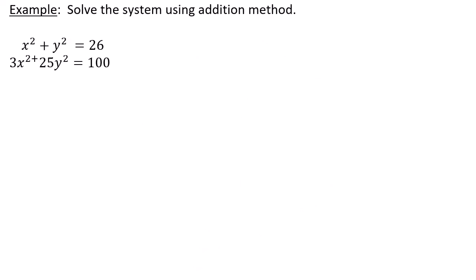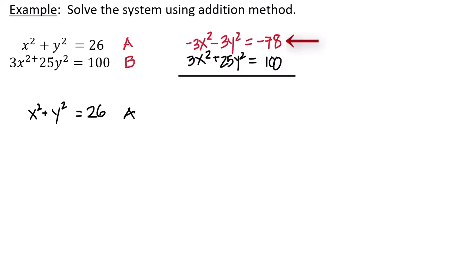So in this example, I'm not given a choice. I have to solve the system using the addition method. So I'm going to multiply a by negative 3, and I'm now going to get minus 3y squared plus 25y squared, so that's 22y squared, and then 26 minus 78 plus 100, so that's 22, so that's the new b or the equivalent b. And when I solve for y, I get y squared equals 1. So y is either plus or minus 1.